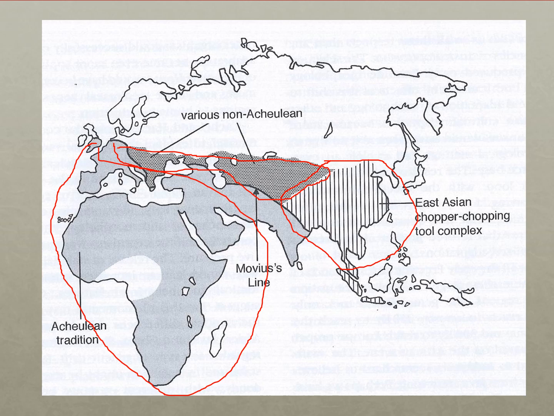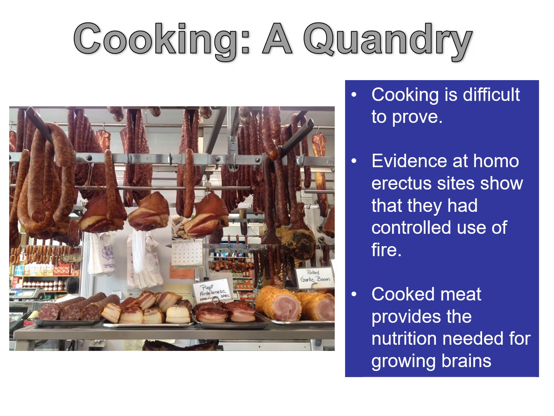One of the quandaries that we come across when looking at the fossil record is how do we prove, when Homo erectus was hunting these large game animals and butchering them, whether they were eating the meat raw or cooking it, right? Cooking itself is extremely difficult to prove, but we have evidence at Homo erectus sites that they had controlled use of fire, right? And cooked meat provides the kind of nutrition needed, or reorients those proteins in a way that allows the brain to better utilize it for nutrition. Some of the evidence that we find, we'll talk about, is things like ash layers and burnt animal bone.